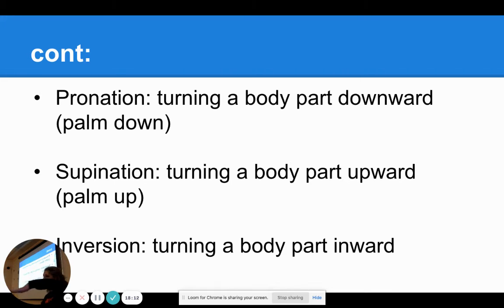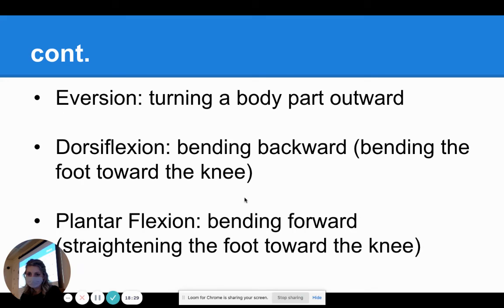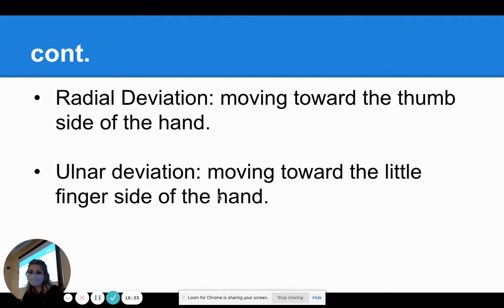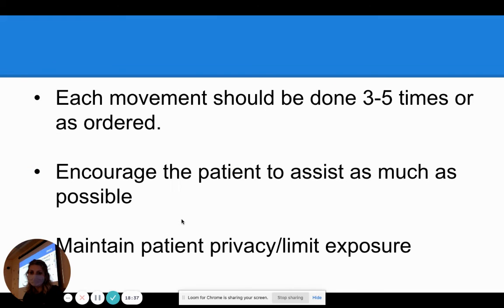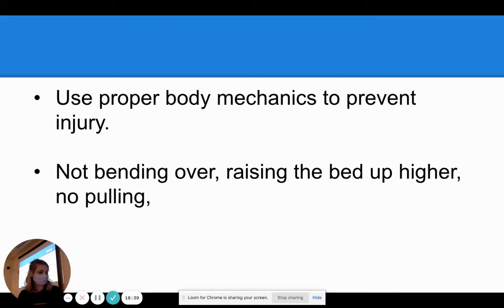Pronation is this. It's palm down. Supination, palm up. Inversion is turning something inward. That would make sense because inversion, eversion. Dorsiflexion and plantar flexion, I will show you along with these two. I went over that.